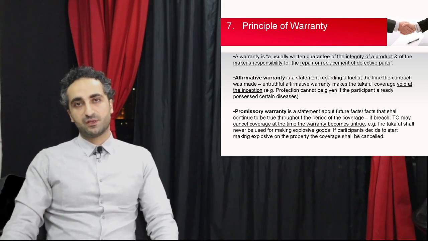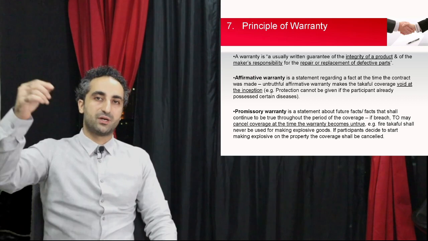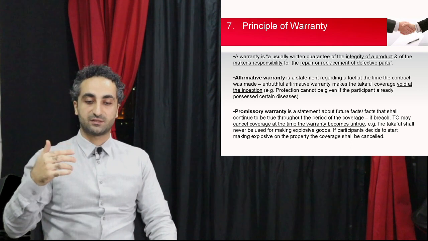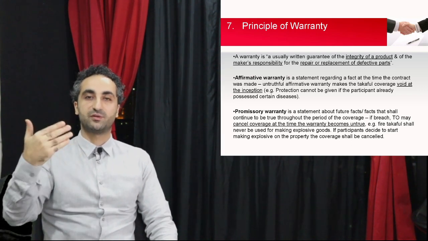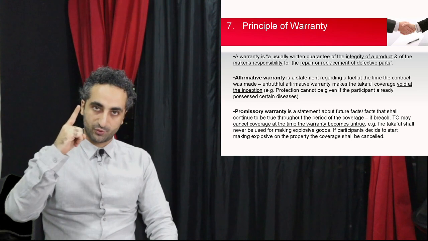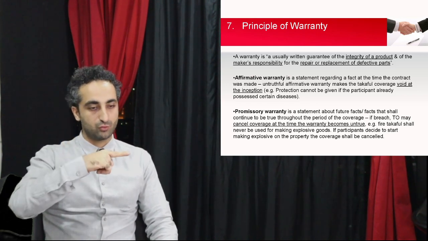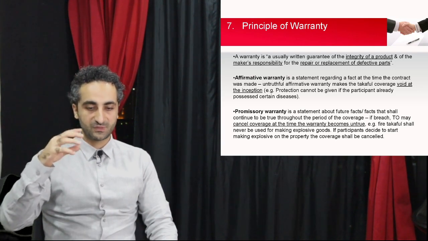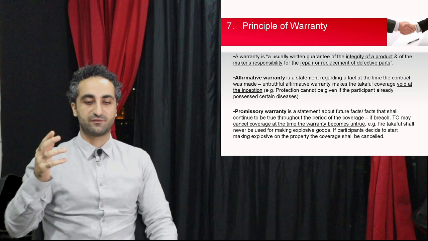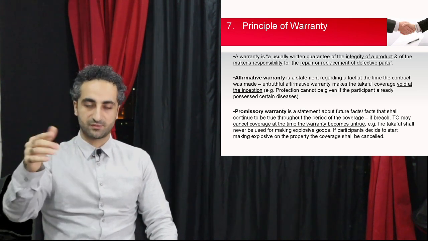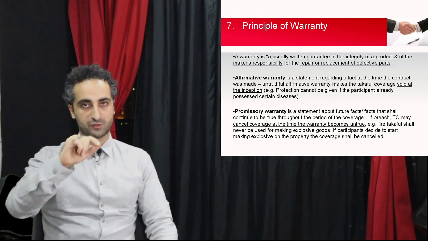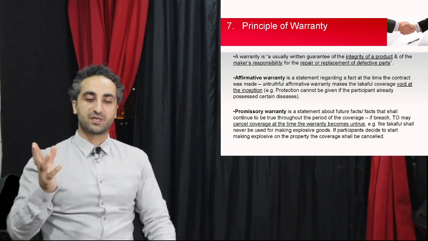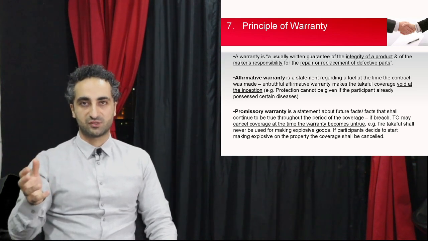Now let's move to the other kind of warranty, promissory warranty. It's a statement about future facts that shall continue to be true throughout the period of coverage. So now you have to promise me some things that you would never do throughout the whole contract period. If breached, the TO may cancel coverage at that time. So if you started doing something I told you not to do and you signed not to do, I will cancel the contract. For example, fire Takaful shall never be used for making explosive products.